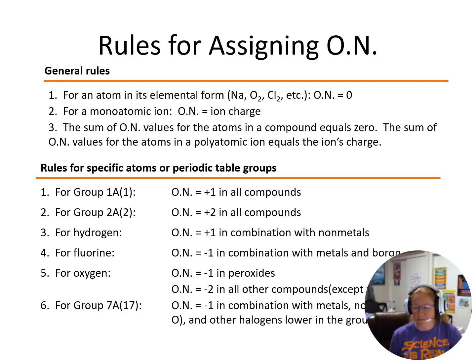Hydrogen will have a +1 if it's with nonmetals. Fluorine will take a -1 with metals and boron. Fluorine is the most electronegative element. It will never have a positive oxidation number.